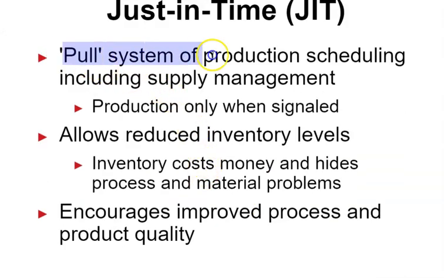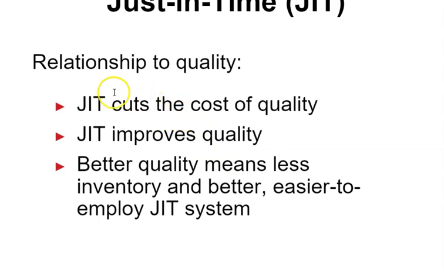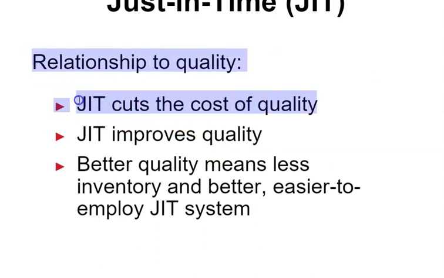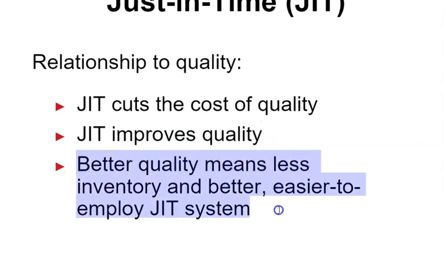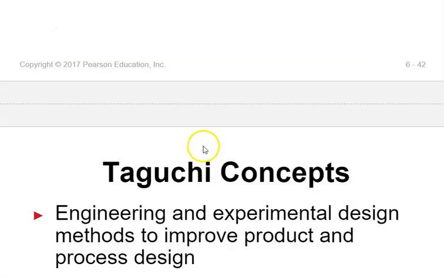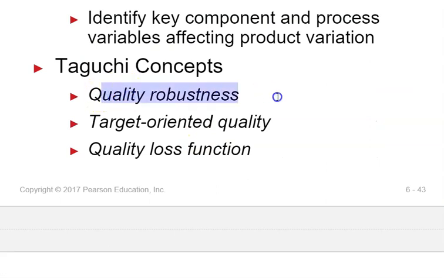So it's a pull system of production scheduling, including supply management. And I told you what a pull system is, right? The demand comes first. You don't use predictions to produce, you use actual demand, and it allows reduced inventory levels and encourages improved process, productivity, and quality. Relationship to quality: JIT cuts the cost of quality. JIT improves quality. Better quality means less inventory and makes it easier to employ a JIT system. Taguchi's concept: engineering and experimental design methods to improve product and process design, quality robustness, target-oriented quality, quality loss function.